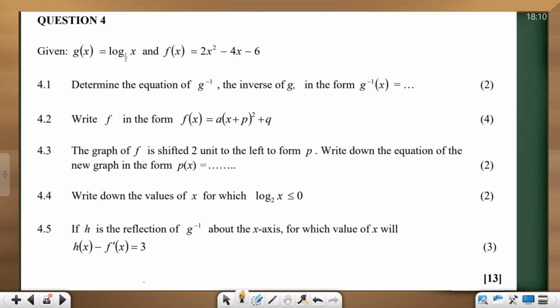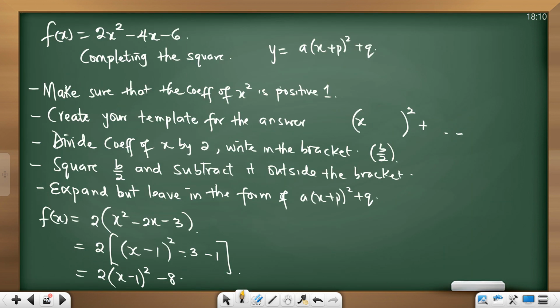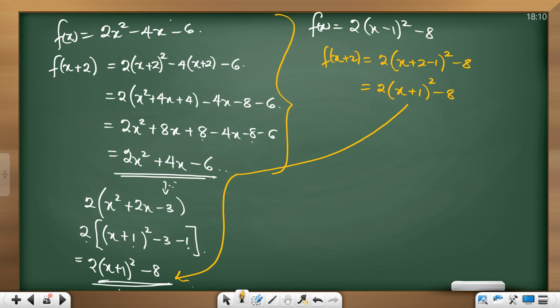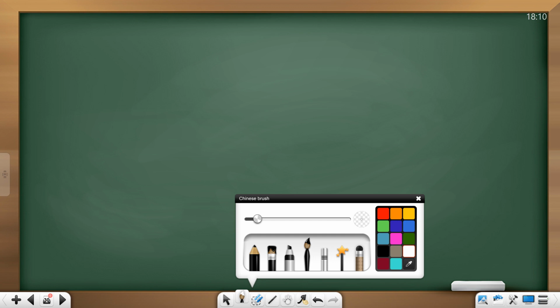Check this one. Write down the values of x for which log base 2 of x is less than or equal to 0. This is quite nice, quite tricky. Let's see how to work around this.